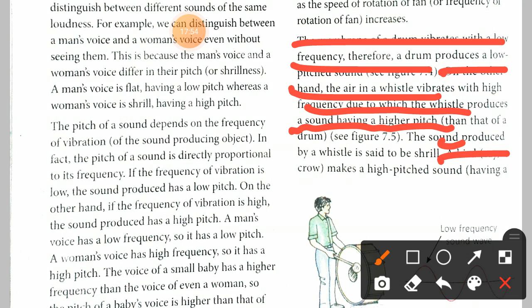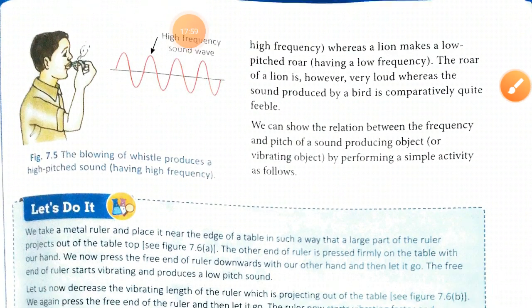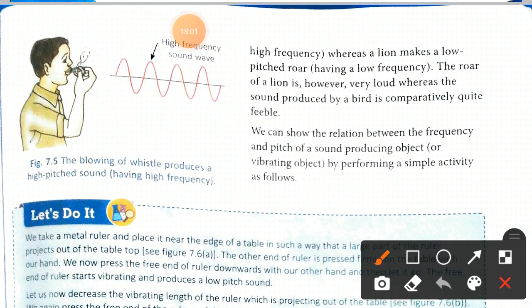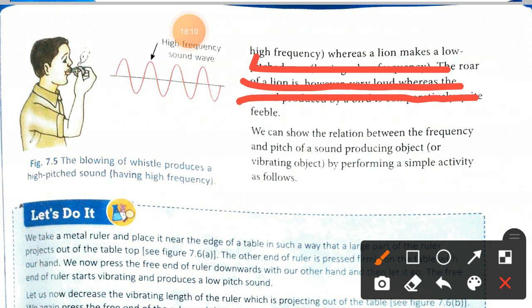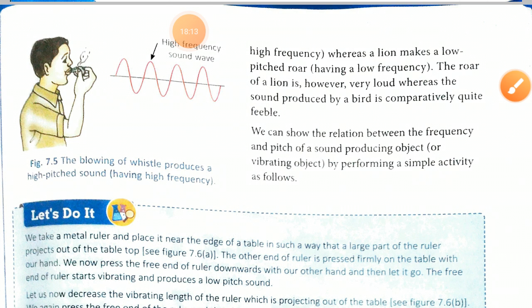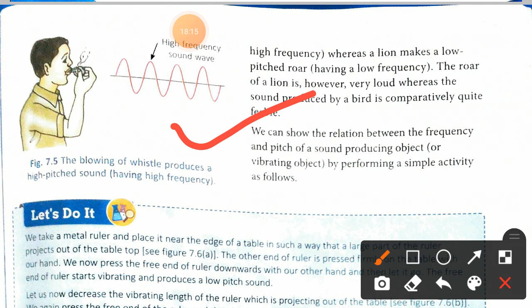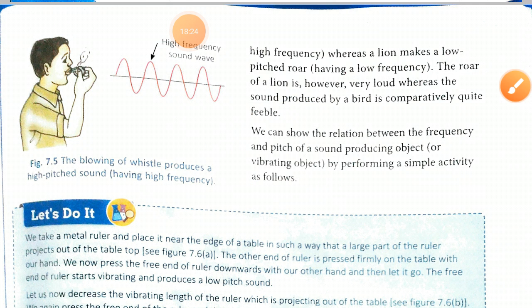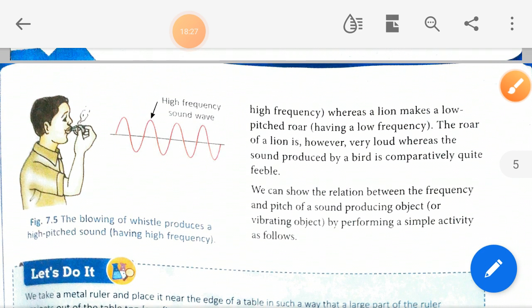A bird like a crow makes a high pitched sound having high frequency, whereas a lion makes a low pitched roar having a low frequency. The roar of a lion is however very loud, whereas the sound produced by a bird is comparatively quite feeble. Clear? So we can show the relation between frequency and pitch of a sound producing or vibrating object by performing a simple activity as follows. Clear? You can perform this activity the person is doing here.